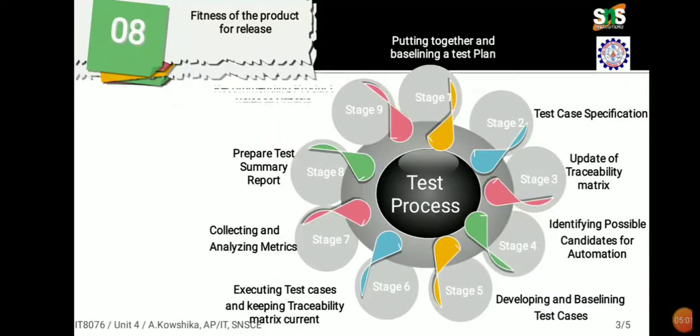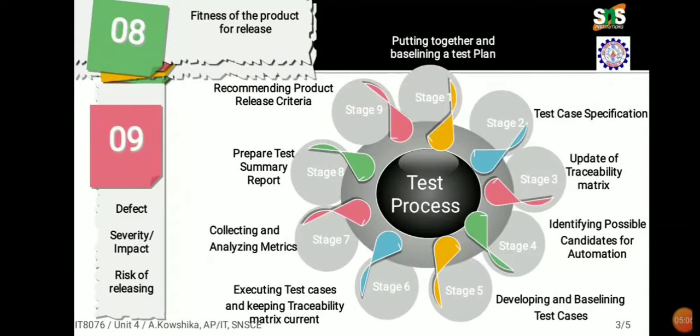Stage 9 is recommending the product release criteria. In this phase, all the defects present in the particular software will be listed out, and also the severity and impact of those defects will be documented. If we release the product with the defects, what will be the risk from the product, all those things will be documented. So this tells you whether you can release the product into the market or not.